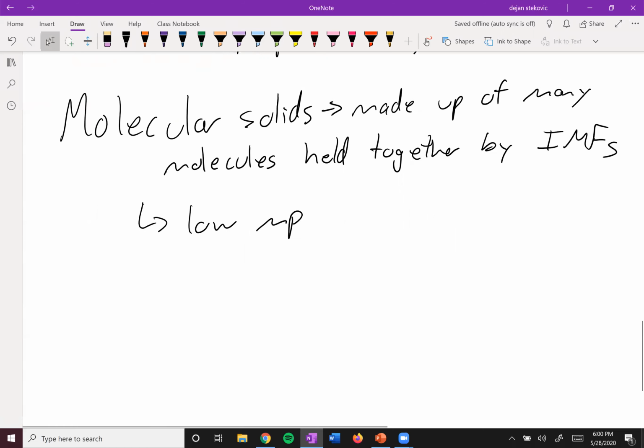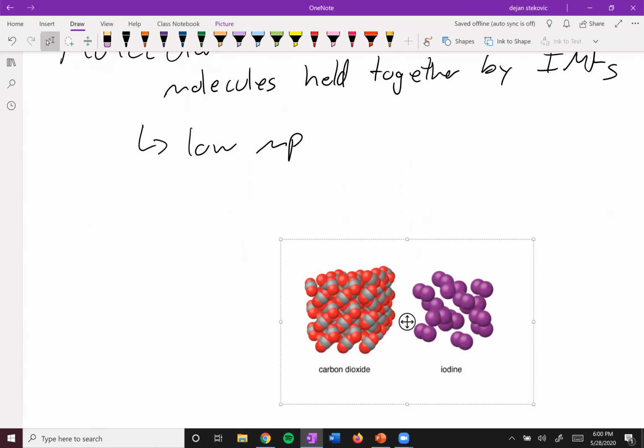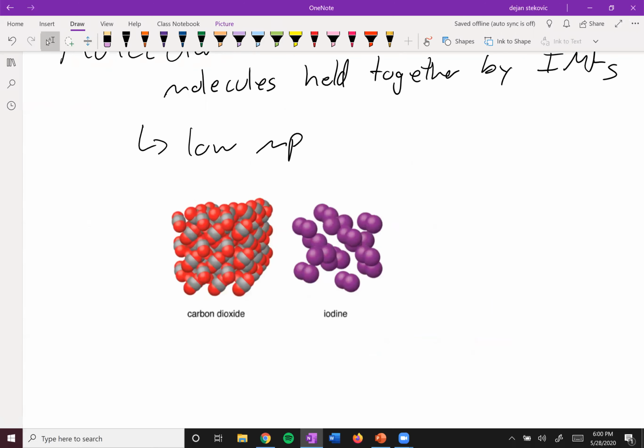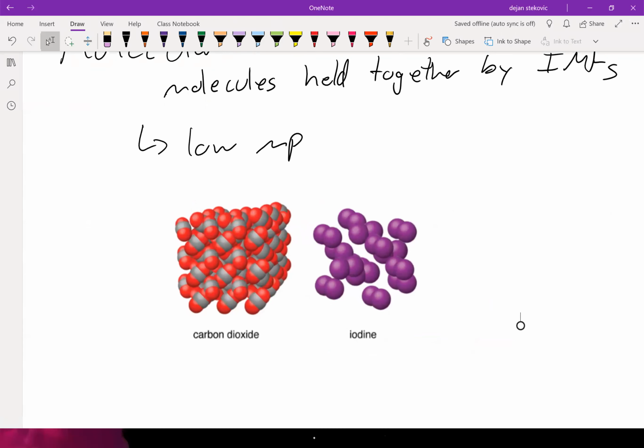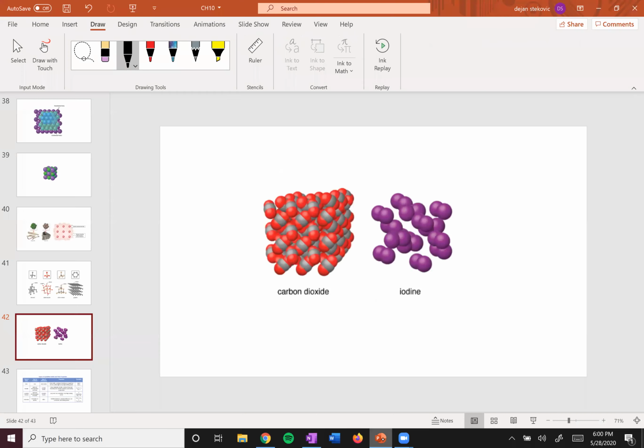That's because an intermolecular force is weaker than an intramolecular force, a bond. And so they generally have low melting points. Like CO2, carbon dioxide, if you ever play with some dry ice, that has a pretty low melting point. Iodine as well has a pretty low melting point.